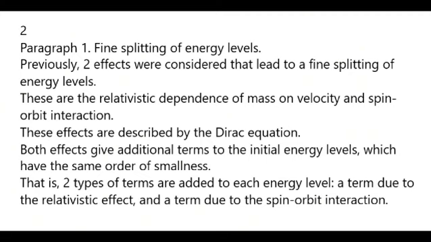Previously, two effects were considered that lead to a fine splitting of energy levels. These are the relativistic dependence of mass on velocity and spin-orbit interaction. These effects are described by the Dirac equation. Both effects give additional terms to the initial energy levels which have the same order of smallness. That is, two types of terms are added to each energy level, a term due to the relativistic effect and a term due to the spin-orbit interaction.